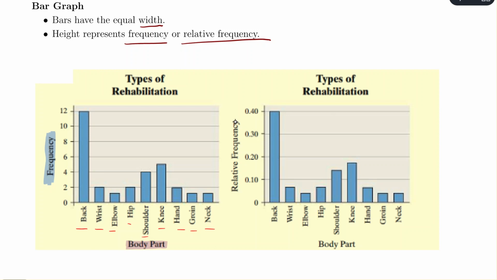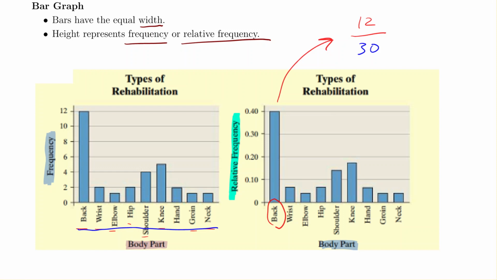Relative frequency, on the right side here, is a percentage or proportion. And here body part is again the category. So how do we get this number? The back right here is 0.4. Let me do this example. For back, we have 12 people who had a back rehab out of a total of 30. So where is 30 coming from? There are a total of 30 patients in this example. If we add 12, 2, 1, 2, 4, 5, 2, 1, 1, we get a total of 30. So 12 divided by 30 gives 0.4. That's the proportion of back.